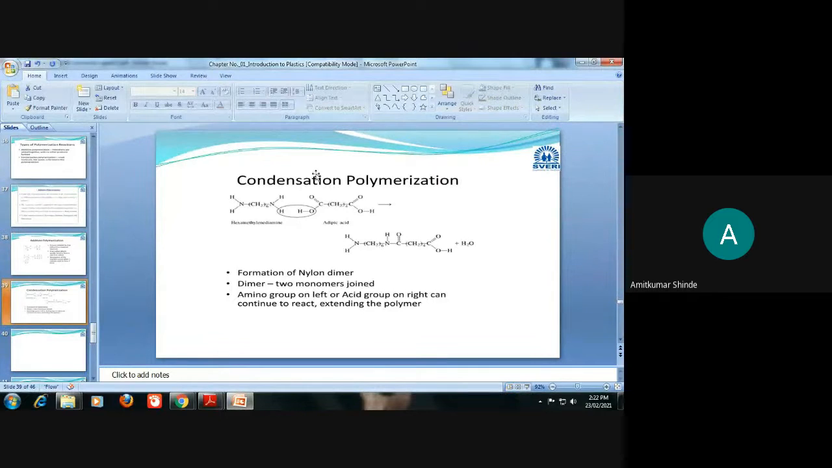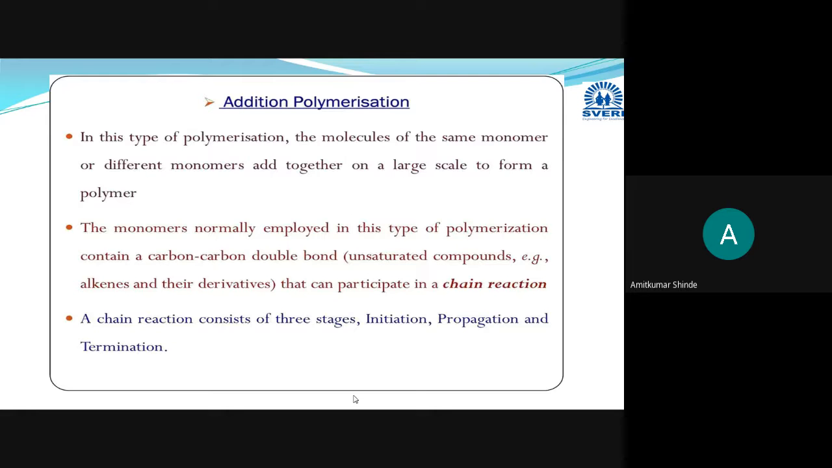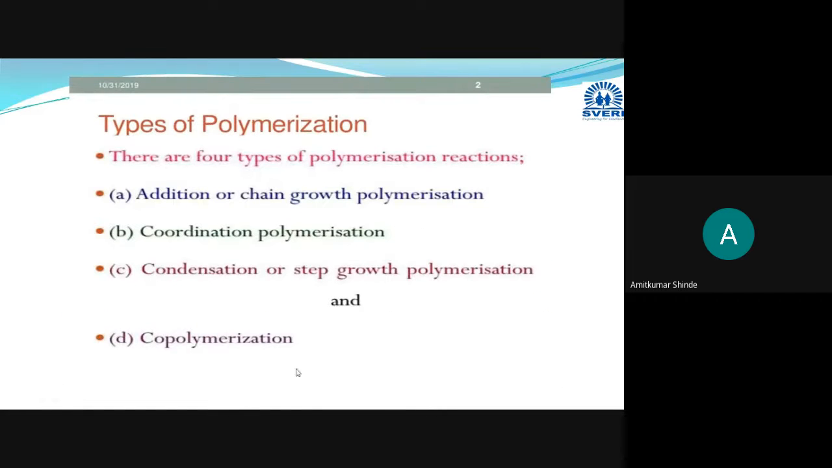And in the condensation polymerization, some byproducts will be formed. So this much discussion is sufficient for this lecture. In the next lecture I will try to simplify it and repeat it again, so that you will get a clear understanding of what polymerization is and its different types. These are the basic types, and some extra types are there, like coordination polymerization and copolymerization, that we will discuss in the next session.